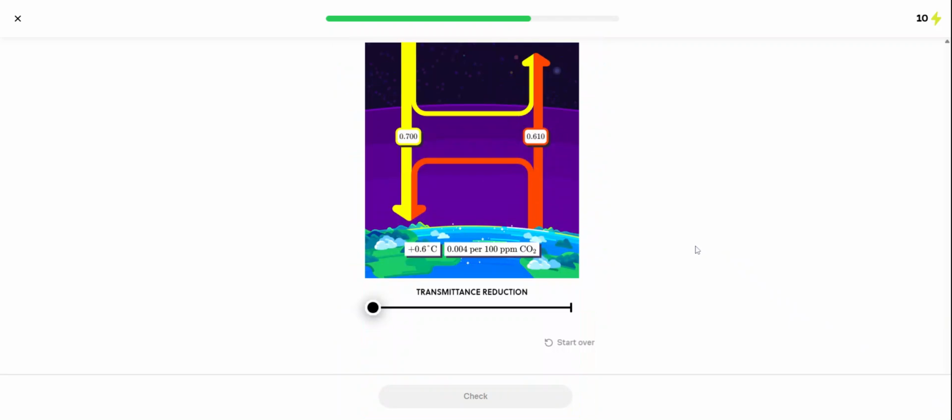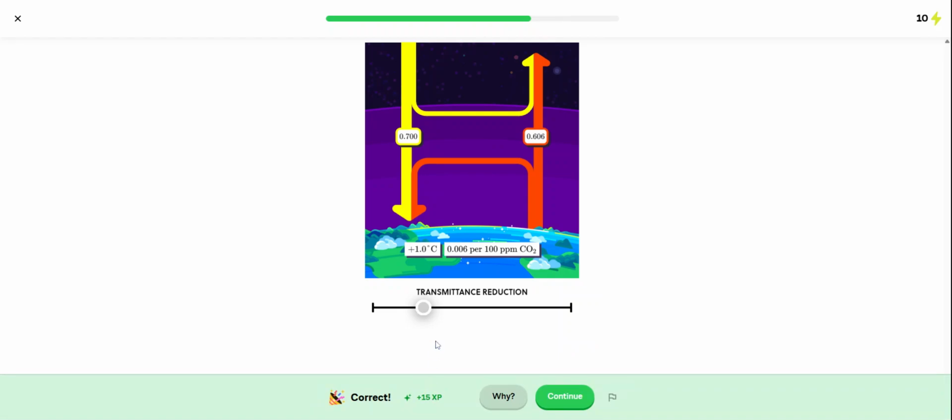So here, transmittance reduction, plus 1 degree Celsius. These S and R values will somehow change, I think. We need to increase to plus 1 degree. So, wait. Here we go. Plus 1 degree Celsius, 0.006 per 100. Let's check. That's correct. Why, for reasoning?